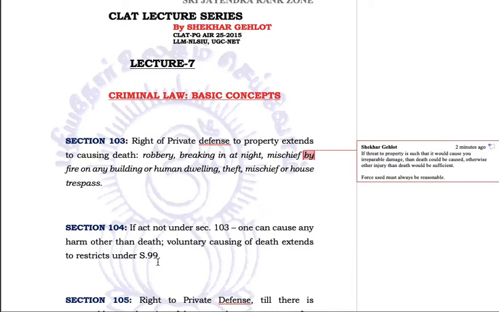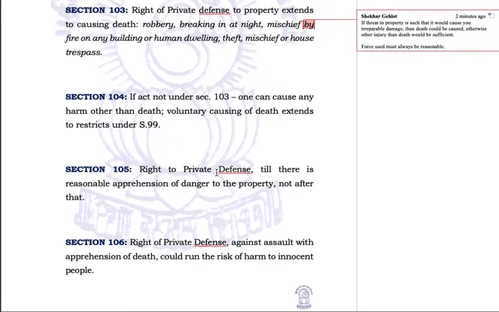Okay, we have done it. The right to private defense exists only while there is reasonable apprehension of danger to the property, not after that. Like we discussed in the case of the personal body as well. If someone has beaten me and he is now leaving, I cannot chase him and kill him. The right to private defense is not a right to revenge. We don't have a right to revenge.